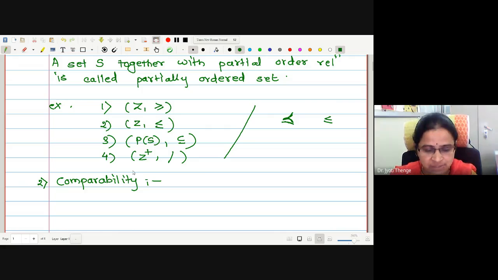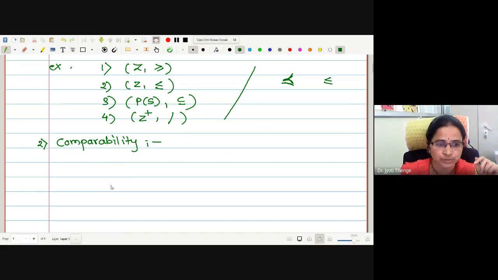Next, comparability. Two elements of the given POSET are said to be comparable. Suppose S is a POSET, and the relation is this one. This is not less than or equal; it is the symbol of the partial order relation.